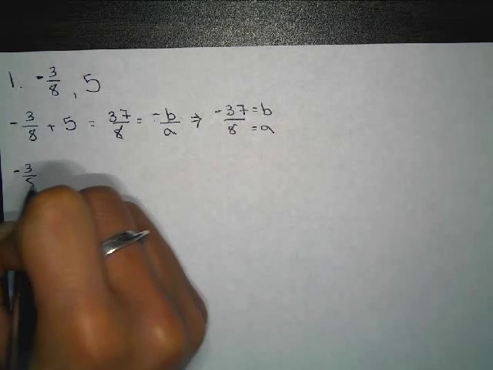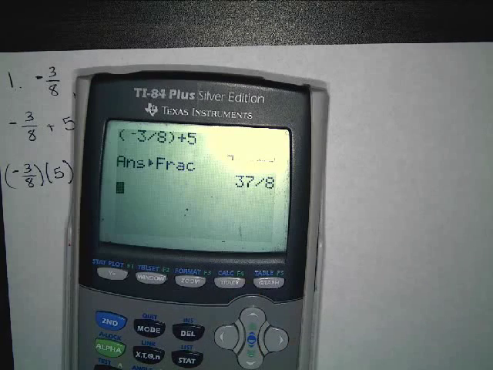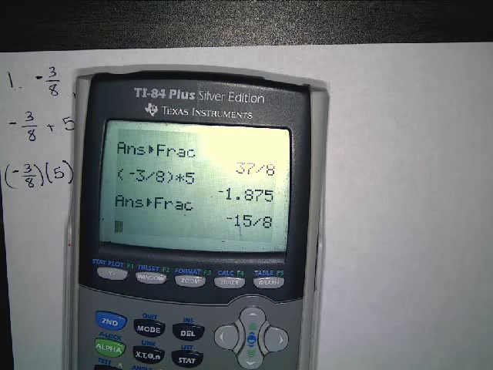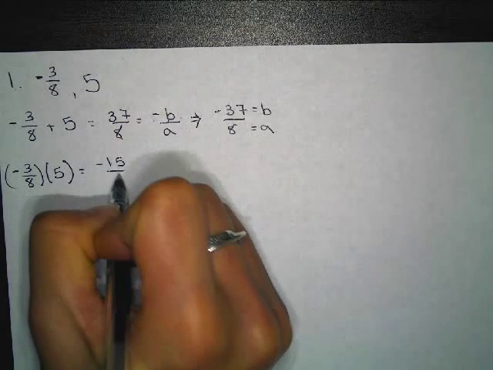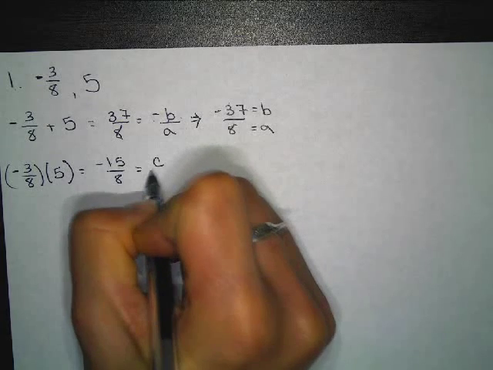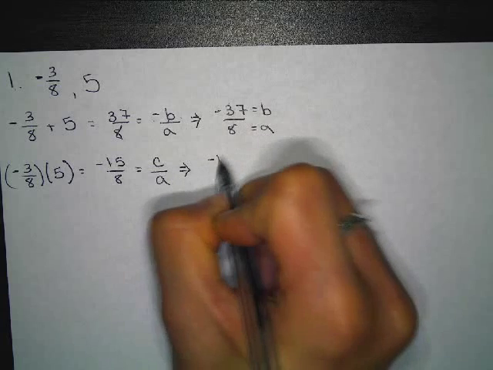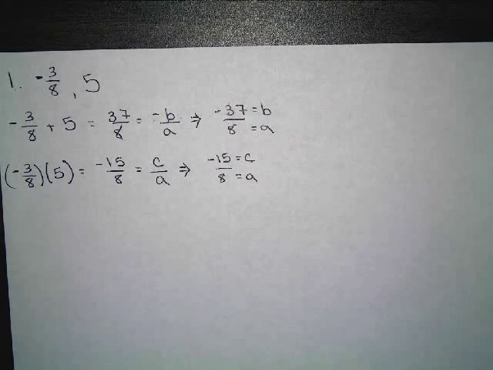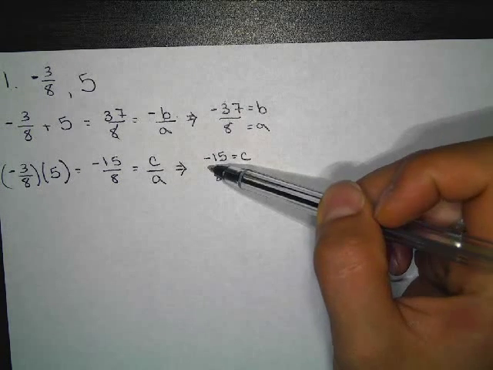Now we're going to take the product of our roots. So we're going to multiply these two numbers now. So I have -3/8 times 5. Again, make it a fraction, which is -15/8. So this equals -15/8. And that is equal to c/a. So that means -15 is c, and 8 is a.